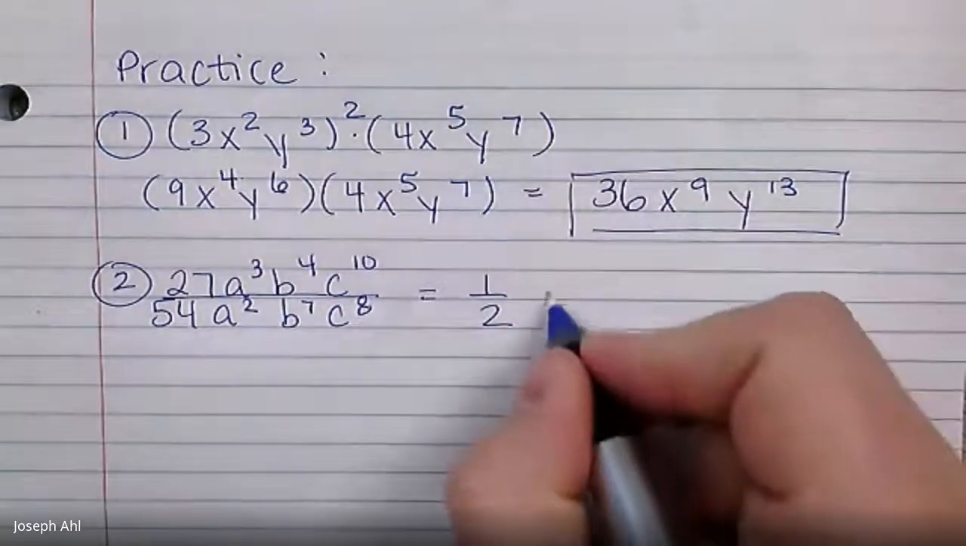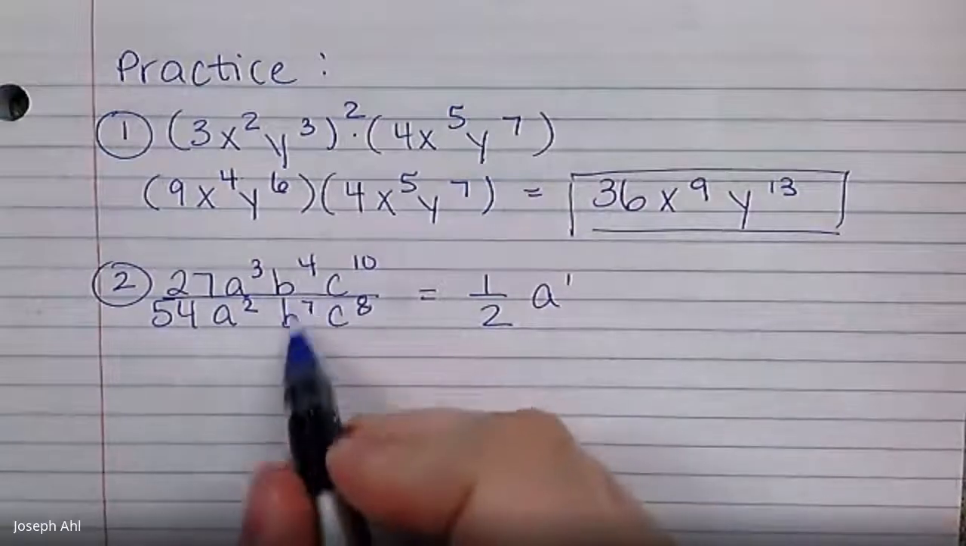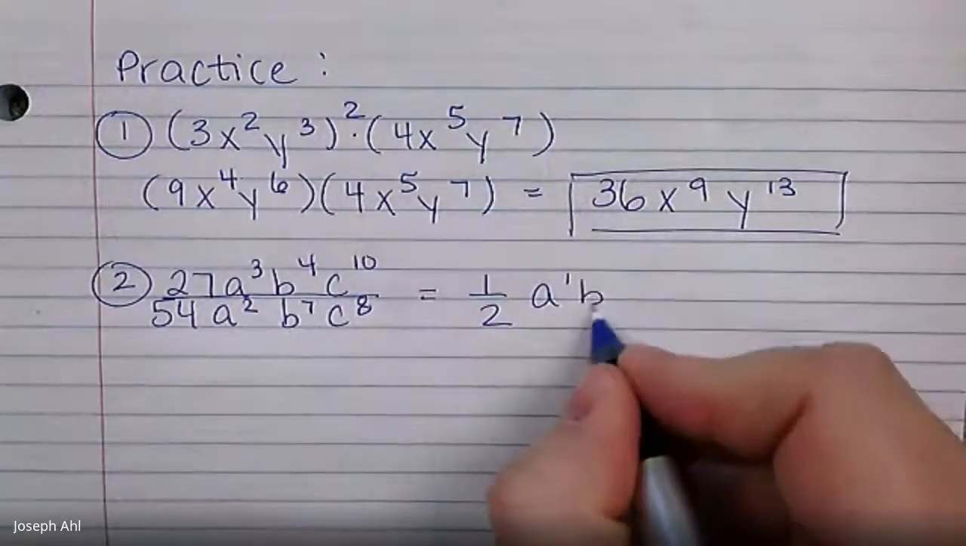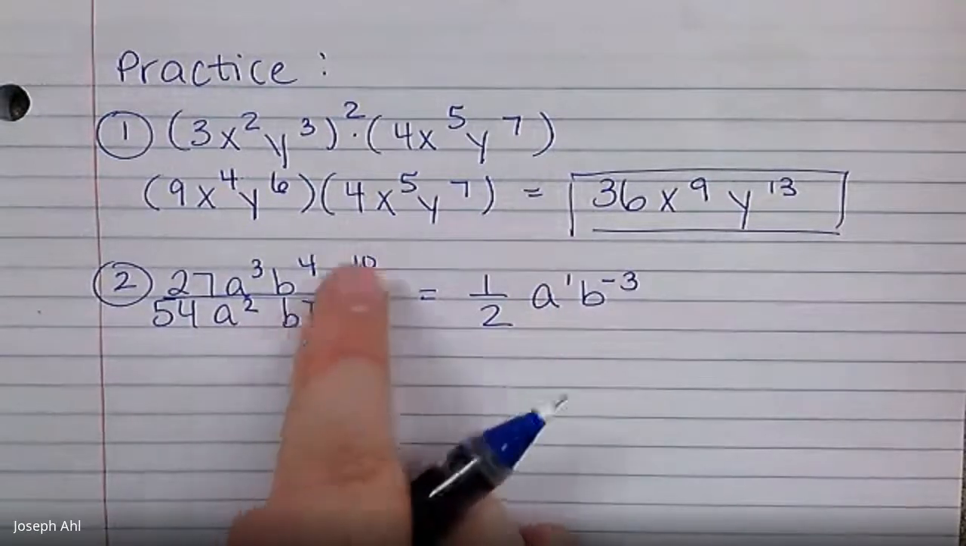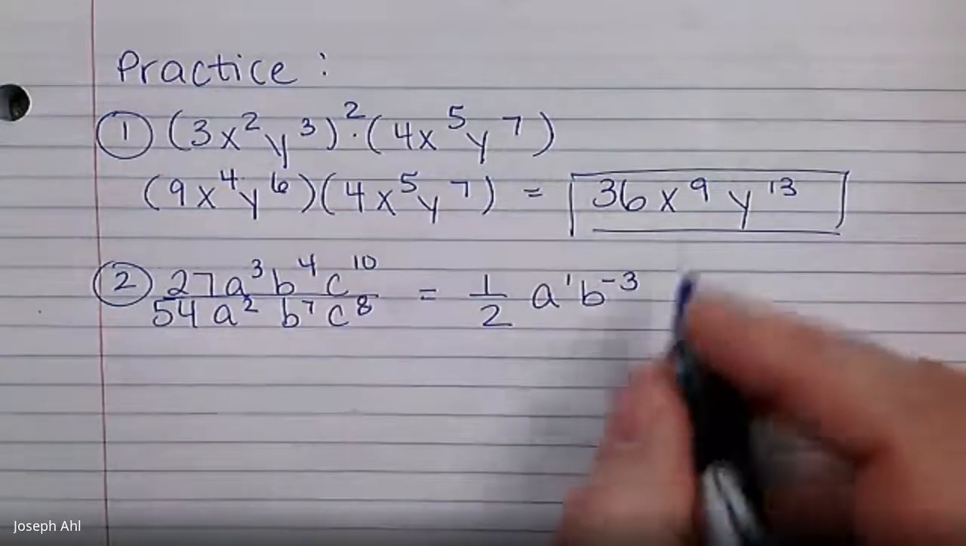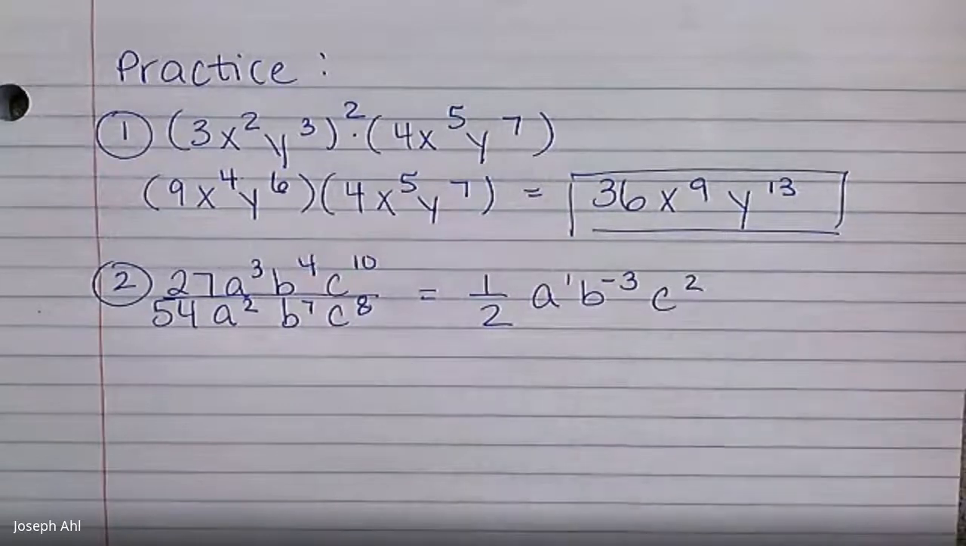A cubed over a squared is a to the 1st. B to the 4th divided by b to the 7th. Remember, the rule here is that I'm actually subtracting those exponents. So that's b to the negative 3rd, technically. And then c to the 10th over c to the 8th is c squared when you subtract the exponents.